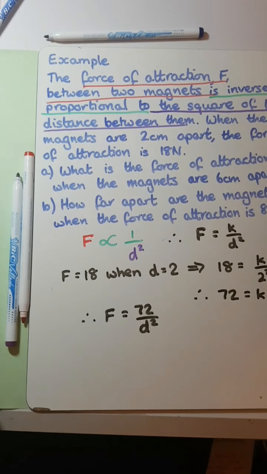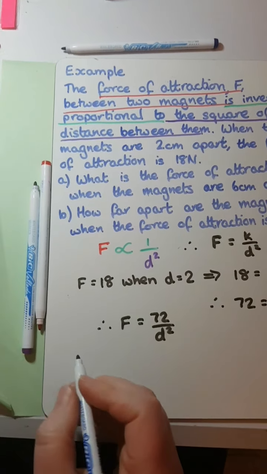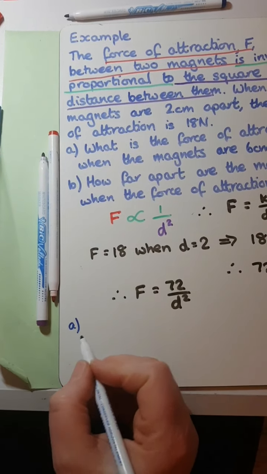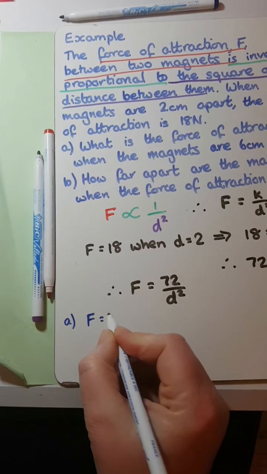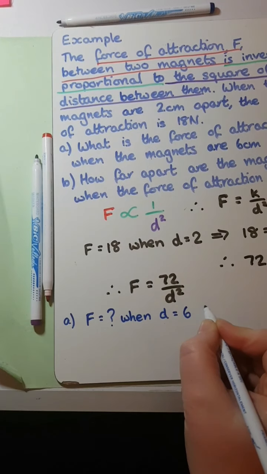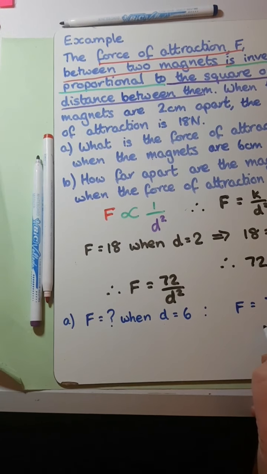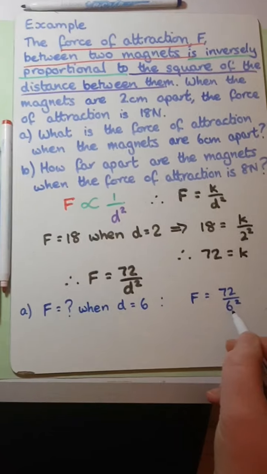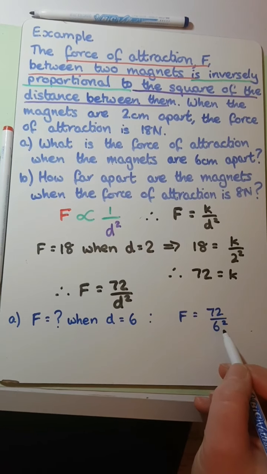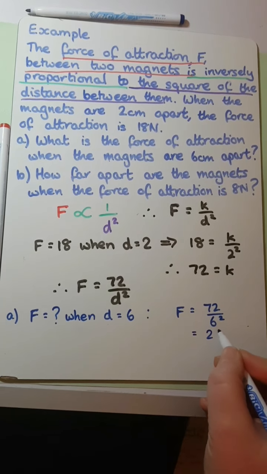Then I'm going to look back at the rest of the question. For part A, what is the force of attraction when the magnets are 6 centimetres apart? So F is what? When d equals 6. Well, that's going to give me F equals 72 over 6 squared. 6 squared is 36. Apologies. You just move the camera back. F equals 72 over 6 squared. 6 squared is 36, so I've got 72 divided by 36, 2 newtons.